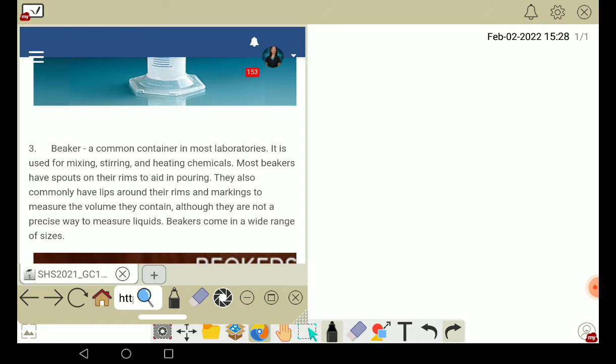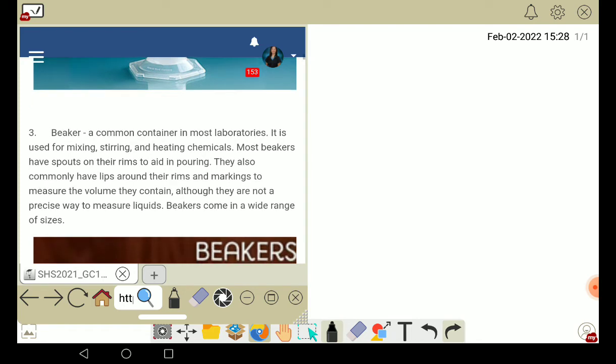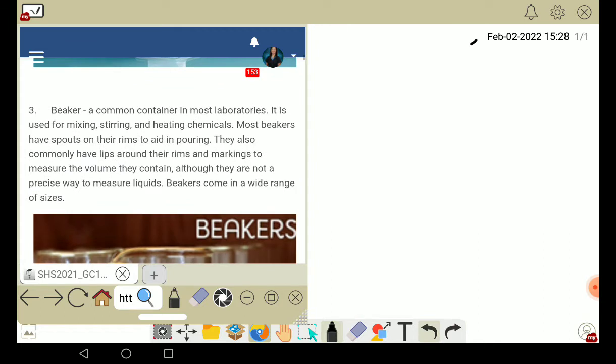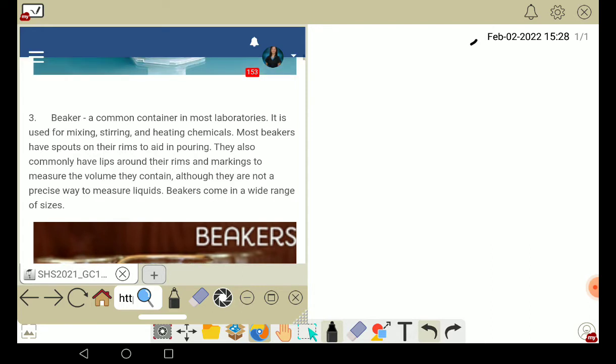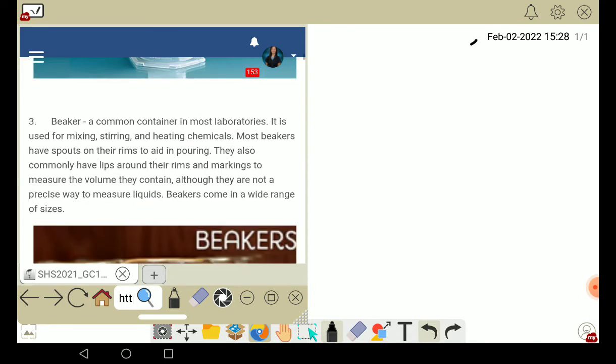Okay, the third one is the beaker, a common container in most laboratories. It is used for mixing, stirring, and heating chemicals. Why? It is because the beaker is somewhat like a pitcher kind of laboratory apparatus. Most beakers have spouts and rims to aid in pouring. If you are familiar with a pitcher, you could see that there is a lip there that guides the water when you are pouring it into a certain container.